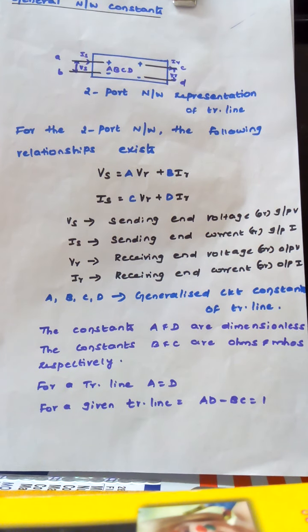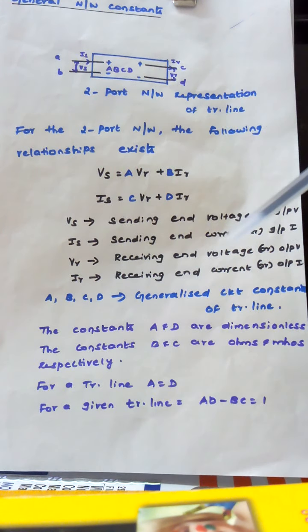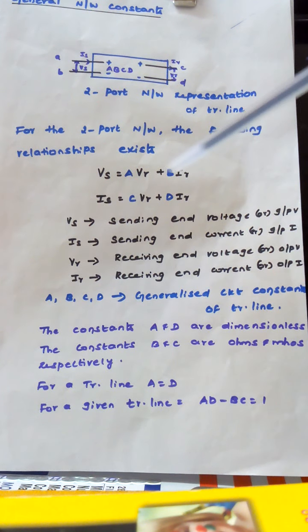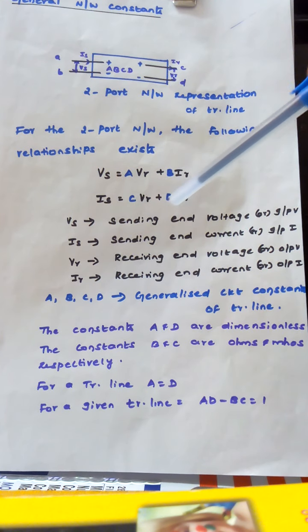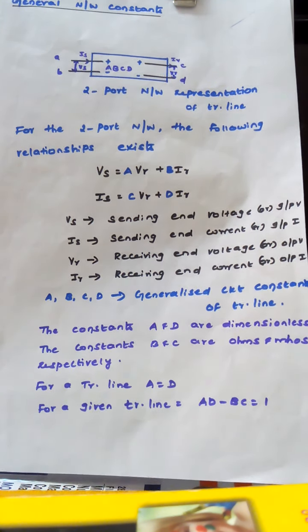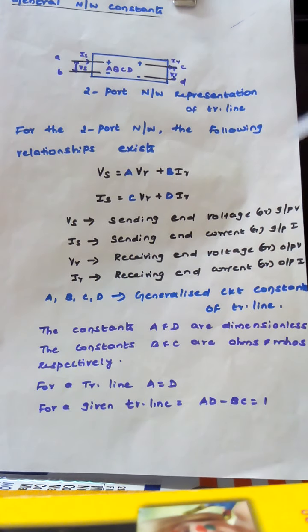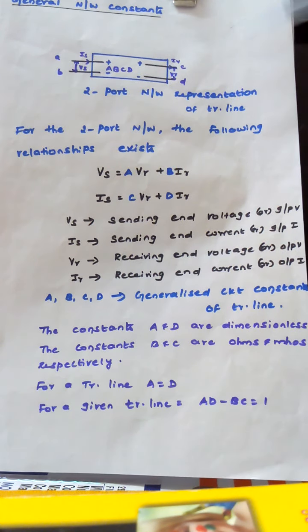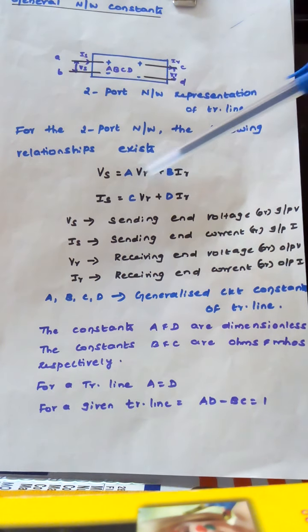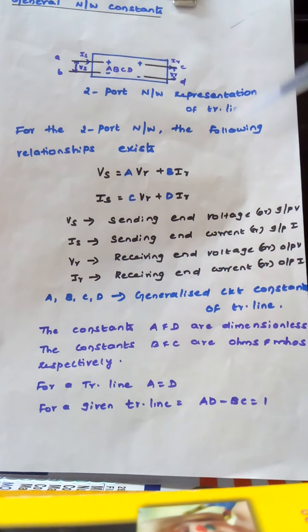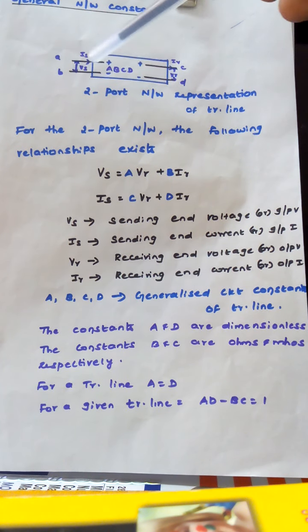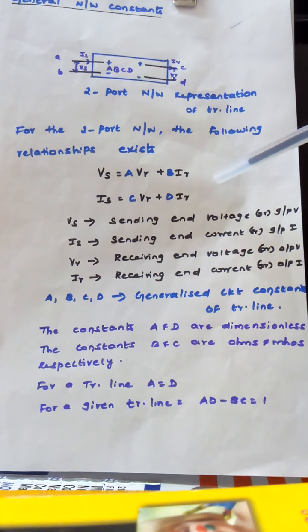So this is your generalized equation. That is Vs equal to A into Vr plus B into Ir, and Is equal to C into Vr plus D into Ir. From this we can come to know that the sending end voltage and the sending end current can be expressed in terms of the receiving end voltage and the receiving end current, through a set of parameters, which are nothing but the ABCD parameters. This is your generalized equation, so you have to remember it.